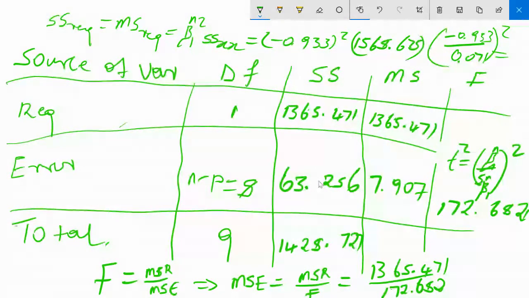And this is not the only way of constructing this ANOVA. This is not the only way. After this, I will show you. So it was simple like that, but that was not the only way of getting these values. So now let's go to the second way of getting values.